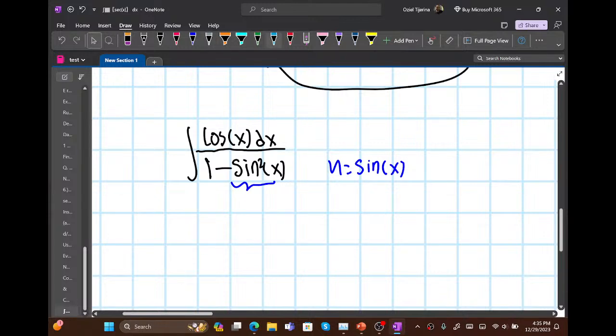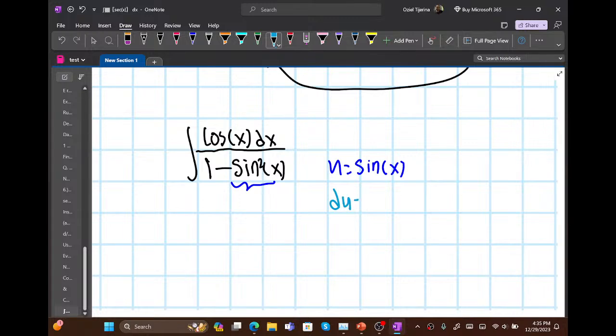Okay. So u is going to be sine x. Du will be cosine x dx. I hope that color is readable.